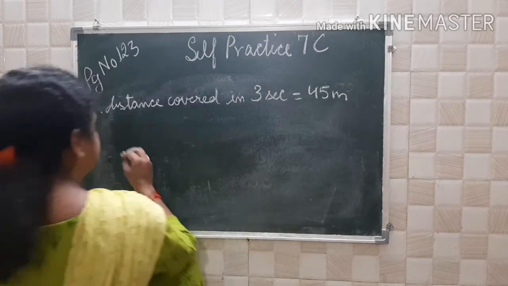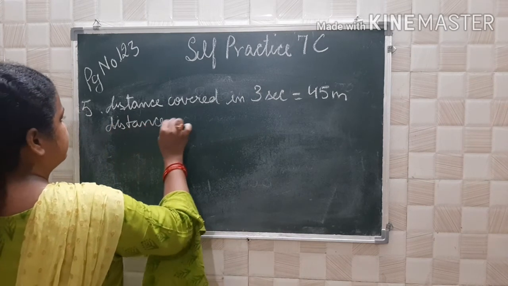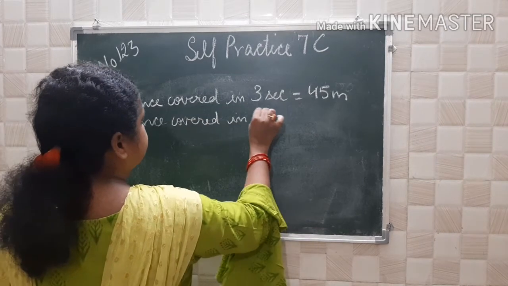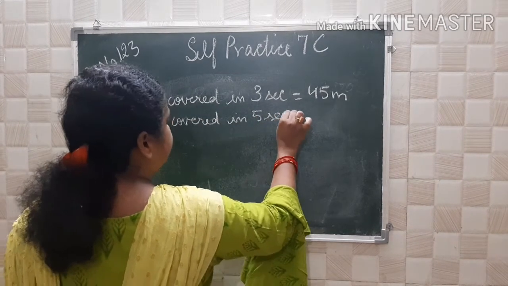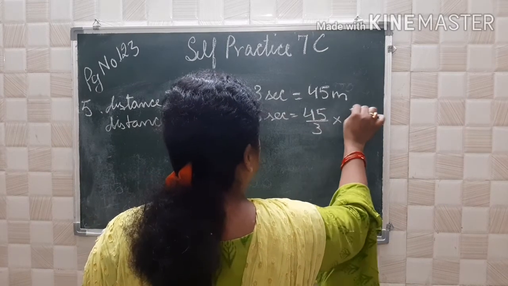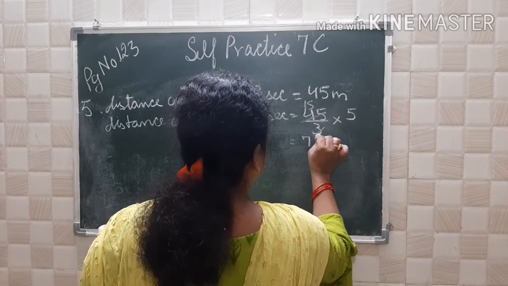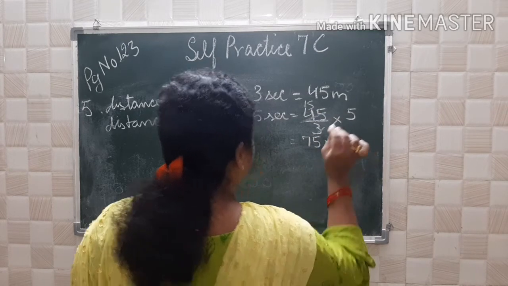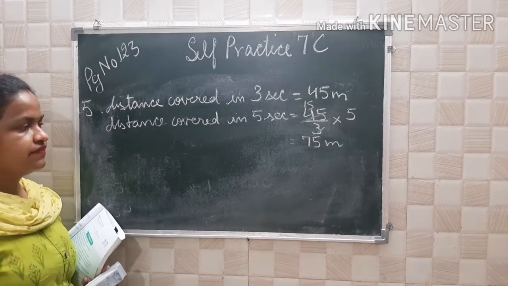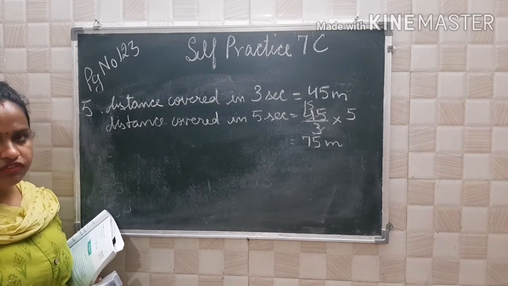Now second part is distance covered in 5 seconds. Distance covered in 5 seconds is equal to 45 by 3 into 5. Now 3 15s is equal to 75 meter. How much you will cover in 5 seconds? 75 meter. Okay.